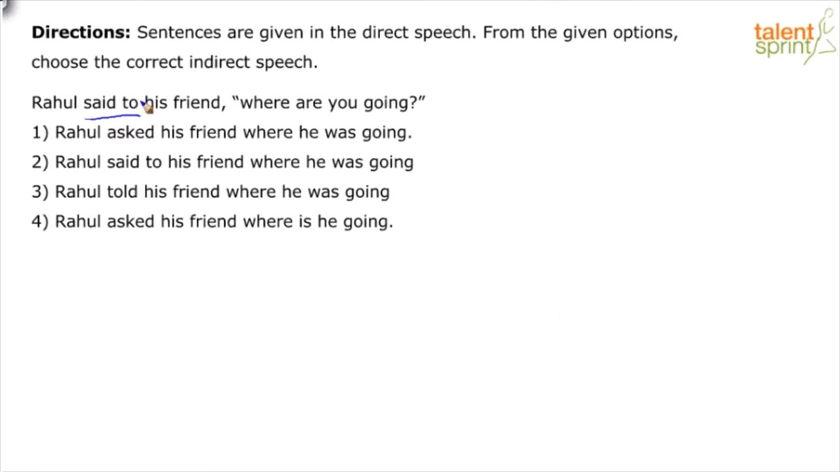The only options that give me that are 1 and 4. I can safely eliminate 2 and 3. Out of 1 and 4, what's it going to be? Option 1 doesn't have "asked", it has "told", so that cannot be the right logical response, because "where are you going" is a question. It's not telling somebody, it's not a statement. So the option here is 1: Rahul asked his friend where he was going. The tense also changes appropriately and you have "said to" changed to "asked". So the option is 1 here.